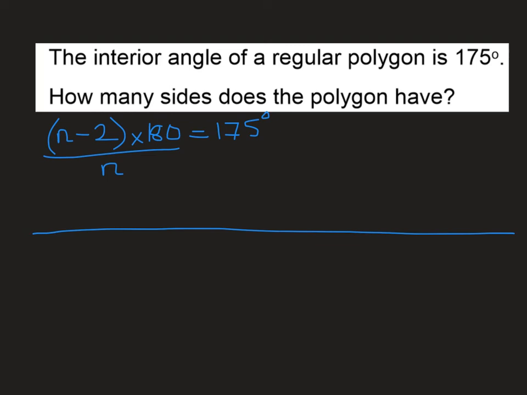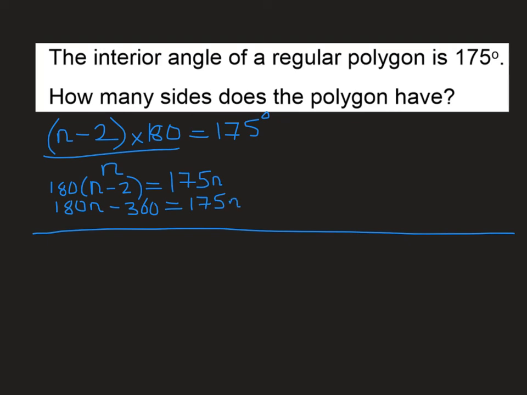That on the left is me working out the value of one interior angle of a regular polygon. Then I can just solve this like an equation. I've got 180 times n minus 2, and I'm going to multiply both sides by n to get rid of that denominator. So I've got 180n, and I multiply out this bracket, minus 360, equals 175n.